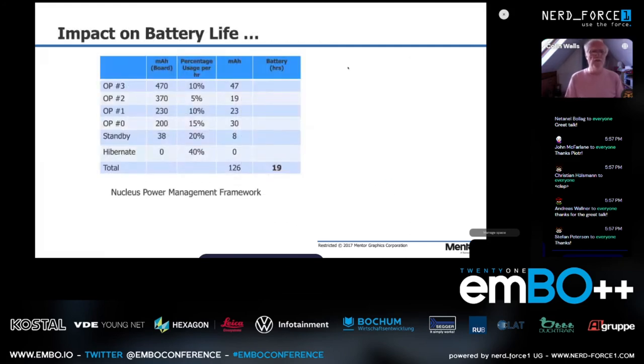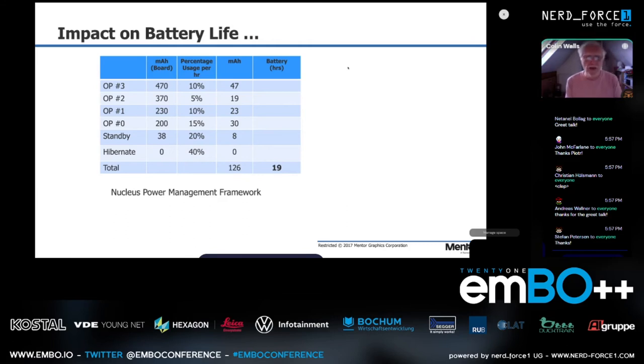If we take each of those operating points and we look at the percentage of time in a given hour that operating point will be used. And we see these percentages down the middle there, and we see that the highest operating point is 10%, and then the next one down is 5%, and so forth. And we've done this analysis by looking at our use cases. We'll be in standby for 20% of the time, and we'll hibernate for 40% of the time.